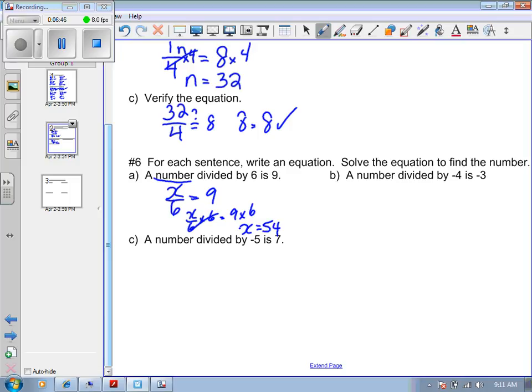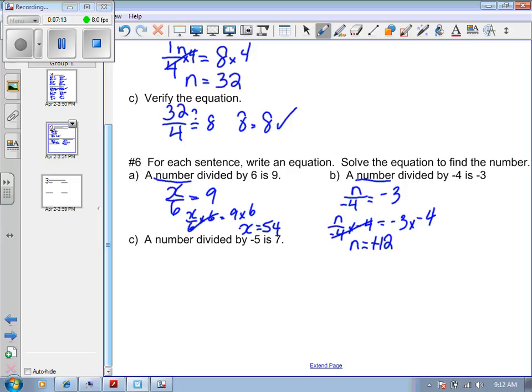A number divided by negative 4 is negative 3. What do you want your number to be? N divided by negative 4 is equal to negative 3. We're going to multiply both sides by negative 4. These 4's cancel out. N is now equal to positive 12. We don't have to put the positive sign in there if you don't want to.